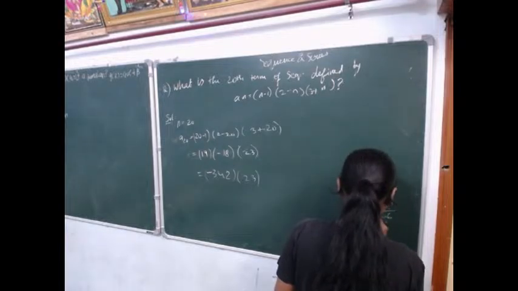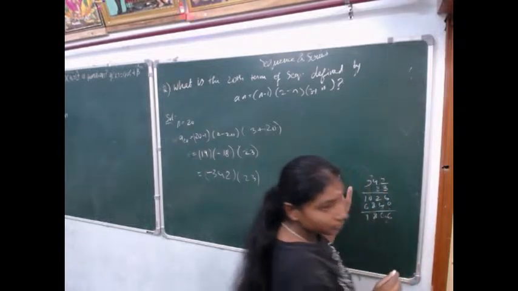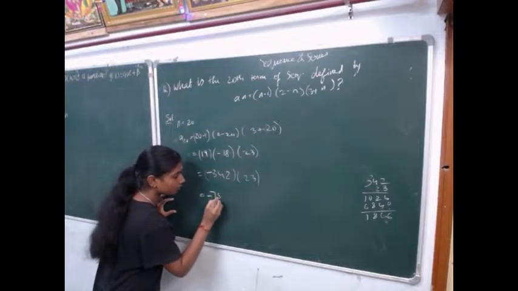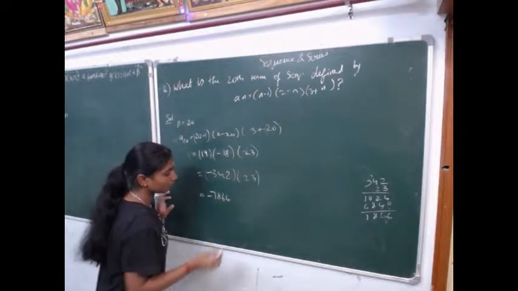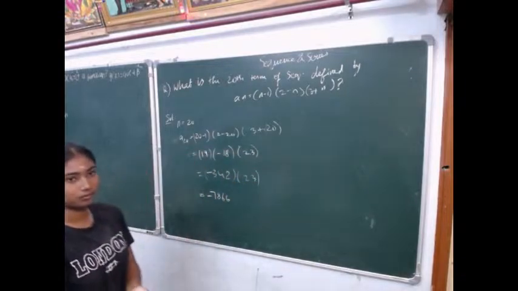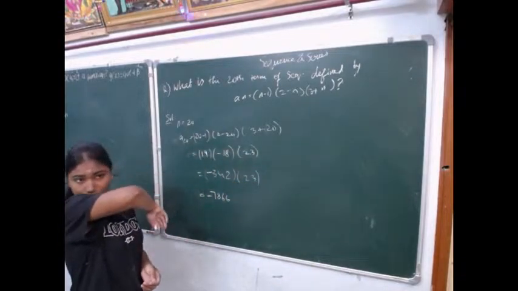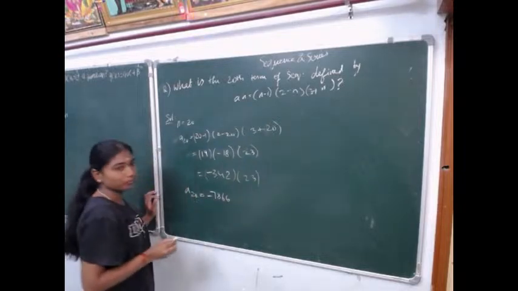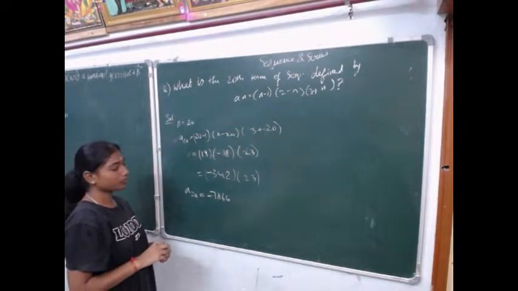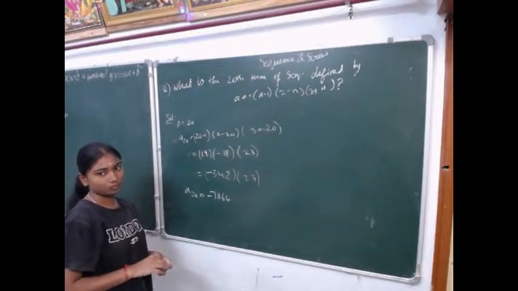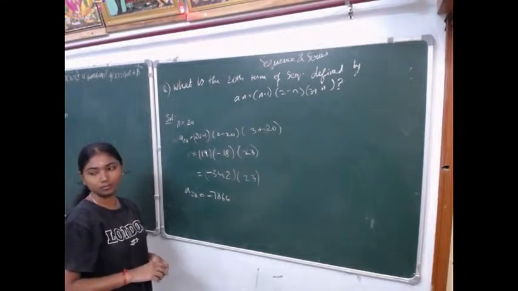How much? Very good. So minus 7, because plus into minus is minus, is it not? So 7, 8, 6, 6, good. So the 20th term will be minus 7866. Are you able to follow? Right.